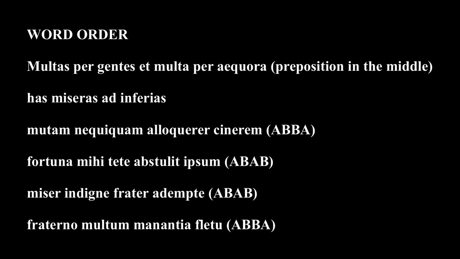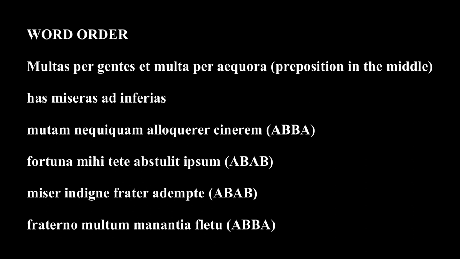Regarding word order, Catullus does some interesting things that I wanted to point out. First of all, with prepositions, like where he says multas per gentes et multa per aequora, he puts the preposition in the middle. I think he's doing that partly to emphasize the multas. I'm honestly not sure whether or not that's also common in prose. So if anybody has any information about that, they could maybe share that in the comments.